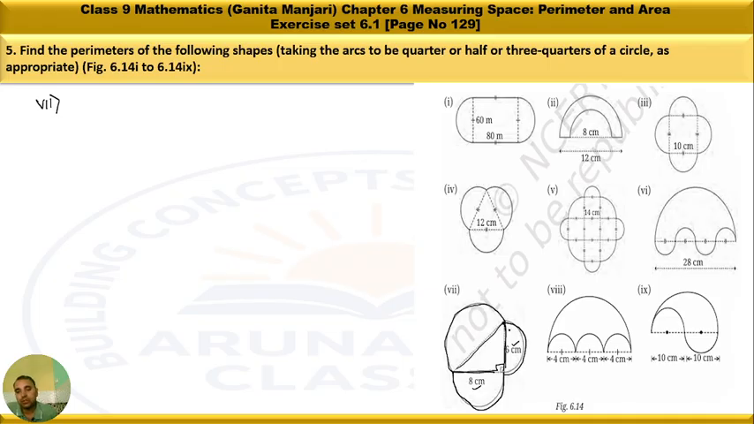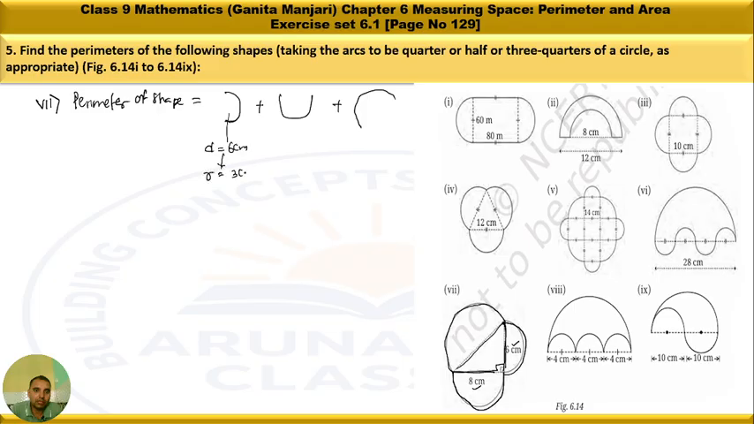So this is the first semicircle. I will write down the perimeter of shape. The perimeter of the shape will be calculated by finding the length of this semicircle, the first one. The second one is this one, and the third one is this one. For this case, the diameter is given as 6 centimeter, so the radius will be 3 centimeter.